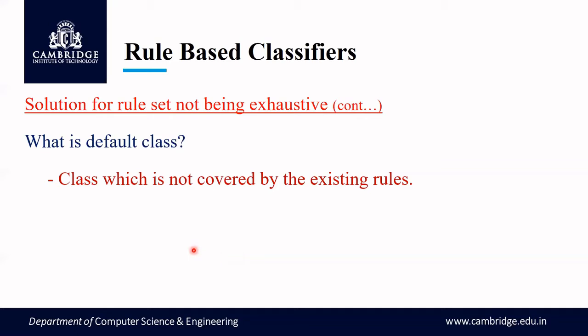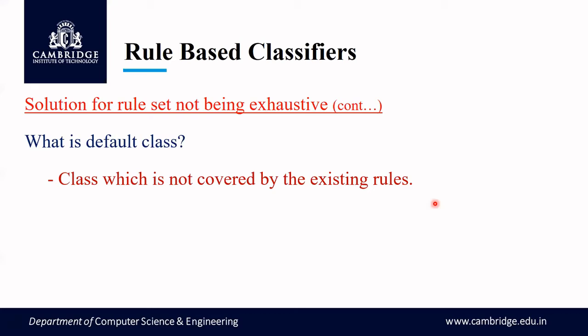I hope this is understood. What is a default class? A class which is not covered by the existing rules, which means you have to check your rule set and the classes available in the training set. Say I have 6 classes available in the training set, and I have only 5 rules which are covering 5 classes. Now there is one more class left for which there is no rule defined in the rule set, correct? That class, you will take it as a default class. So this is one thing that you can do.